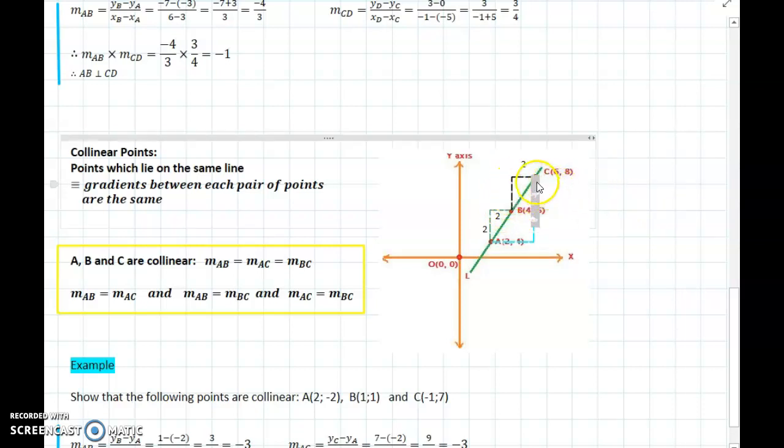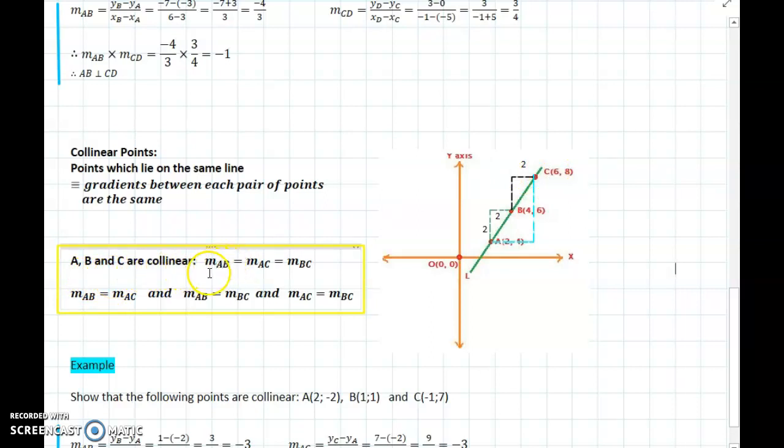And yet when I look at A and C, the change in the y value from 4 to 8 is 4, and the change in the x from 2 to 6 is also 4, and 4 over 4 gives you 1. So it doesn't matter which pair of points you take, the gradient between them will be the same. And that just proves they're all on the same line, because the gradient remains the same regardless of which pair of points you take. So A, B, and C are collinear.